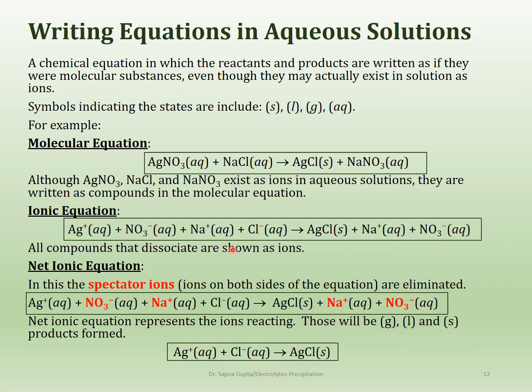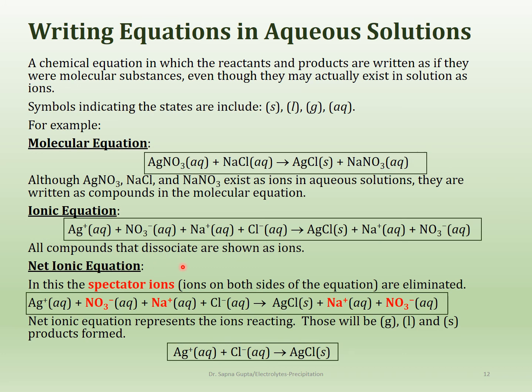Ionic equations are a little bit long because you're writing all the ions and all the aq labels, but you have to do this. And that is an ionic equation. And then we have what is called the net ionic equation. We're getting to the bottom part of this now.